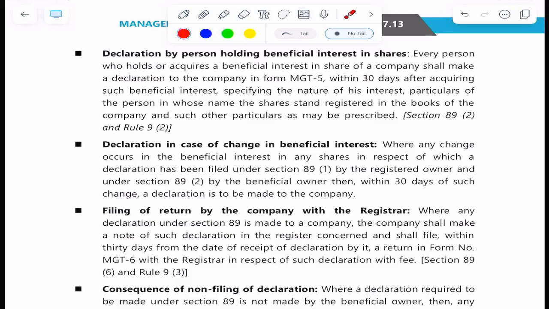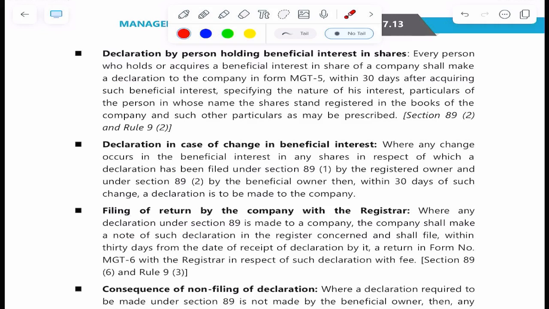Declaration in case of change in beneficial interest. Wherein any change occurs in the beneficial interest in any shares in respect of which a declaration has been filed under Section 89(1) by the registered owner and under Section 89(2) by the beneficial owner, then within 30 days of such change, a declaration is to be made to the company.